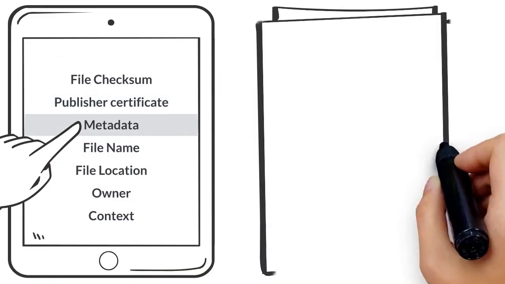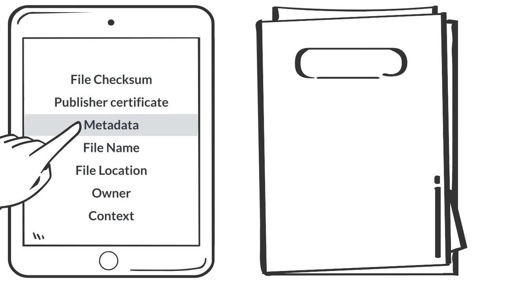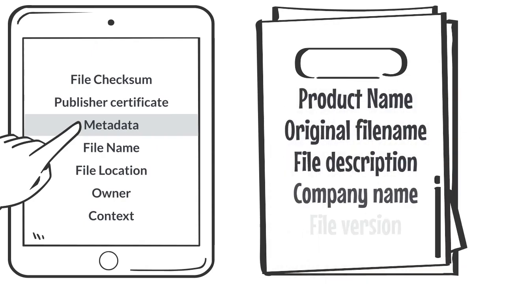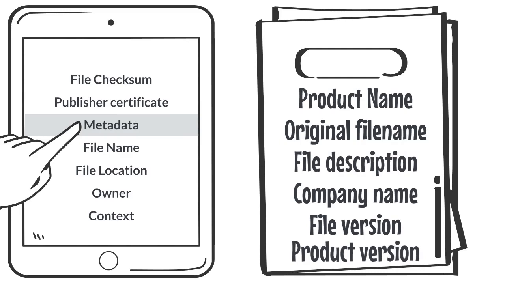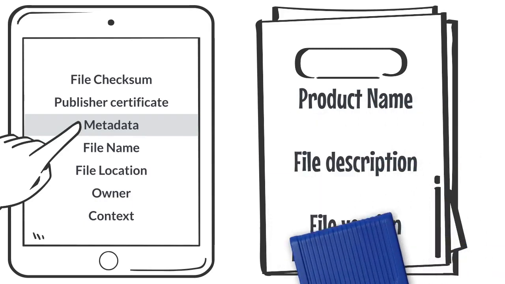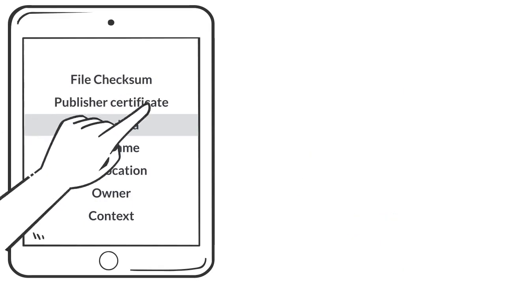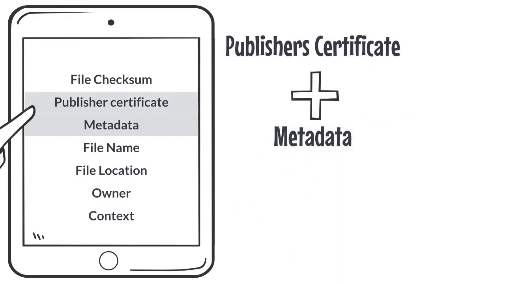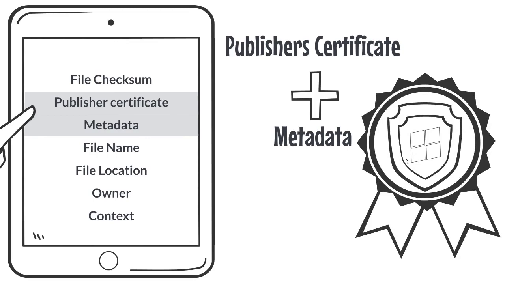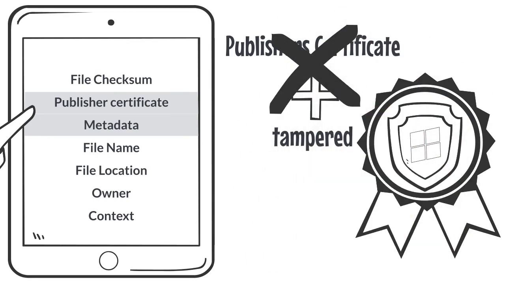Metadata is information encoded into the file to identify it, and can include things like the product name, original name, file description, etc. This criteria on its own should not be considered secure, as the metadata can be removed or modified using a metadata editor. However, when used in combination with a publisher certificate, this becomes the gold standard in securely identifying applications on Windows, as manipulation of the metadata would result in invalidating the certificate.